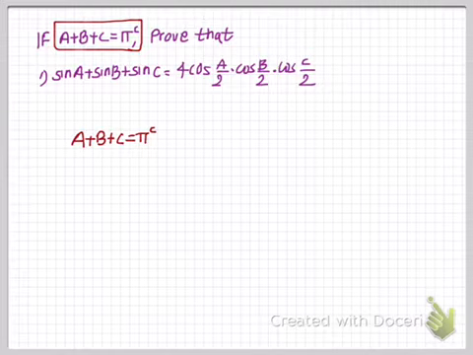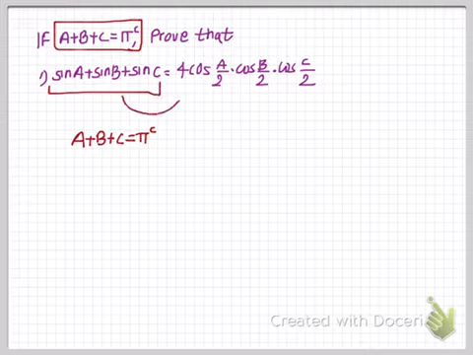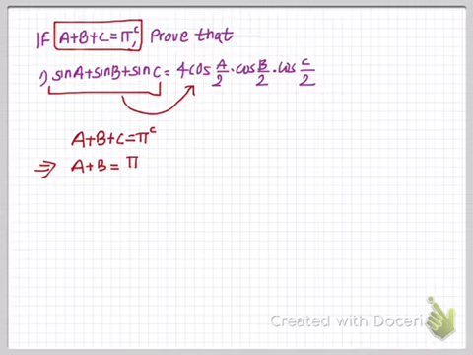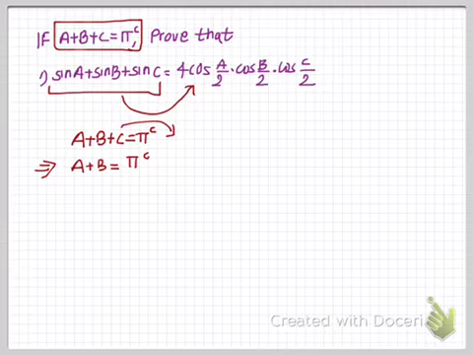So by using this condition and by taking the left hand side of the equation, we have to solve for our right hand side. At first I'm going to take the given condition A plus B plus C is equal to pi radian, and I'm going to subtract C on both sides of the equation. So this leads to A plus B equals pi radian minus C.